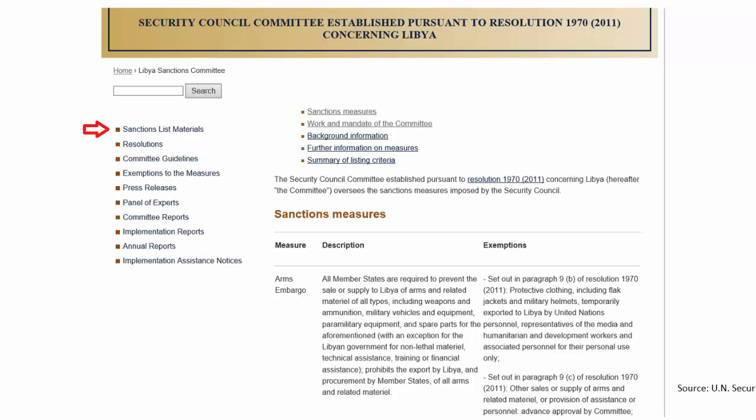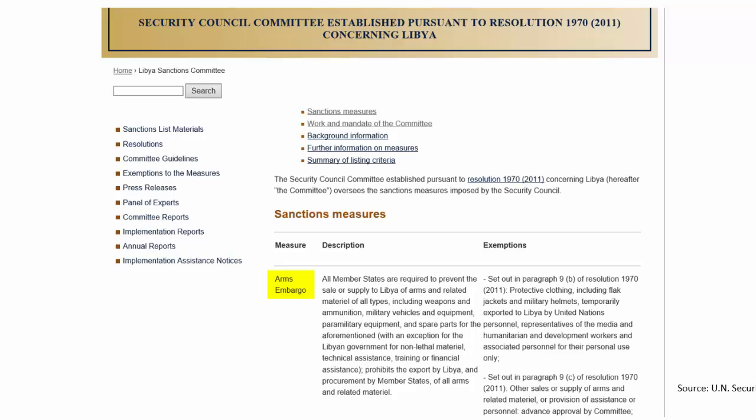Sanctions list materials, resolutions, as we spoke of a moment ago, committee guidelines, any exemptions. We'll see that as we get further into this example as well. Press releases, panel of experts, implementation reports, how well a sanction is doing, as well as annual reports on sanctions too. Let's have a deeper look at these sanctions measures specifically related to the 4 areas that we spoke of in the previous slide. So it's broken down by measure, description, and exemption.